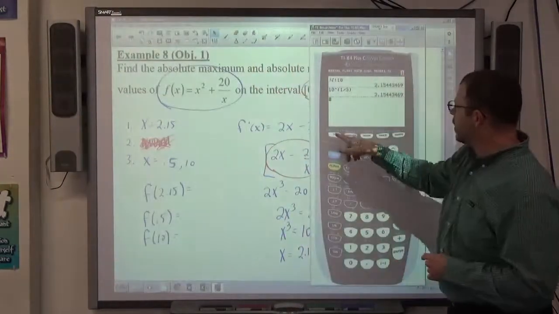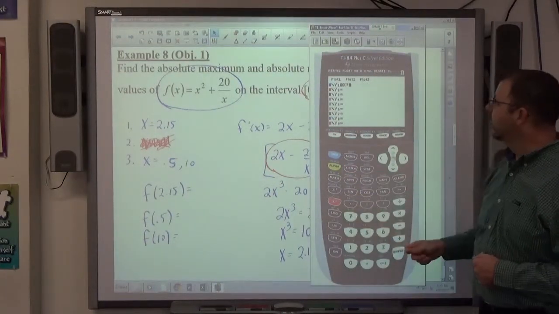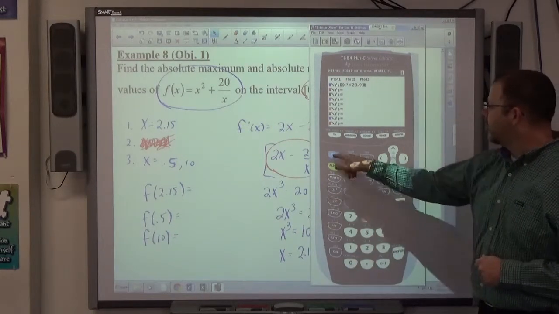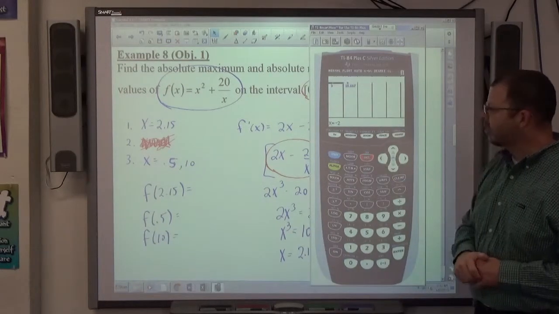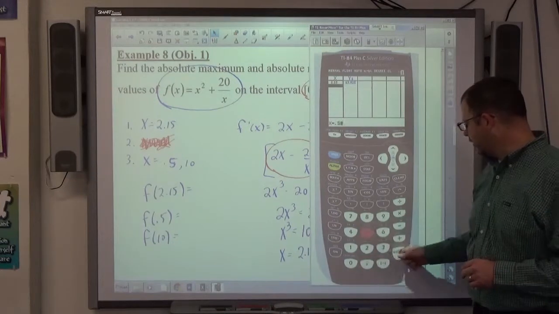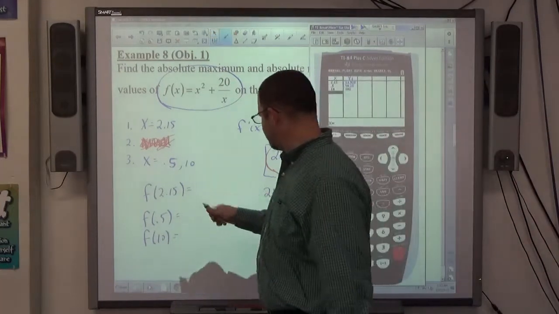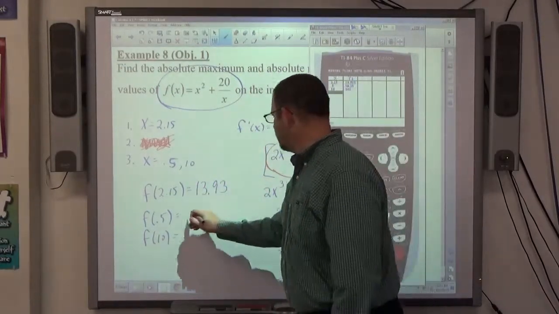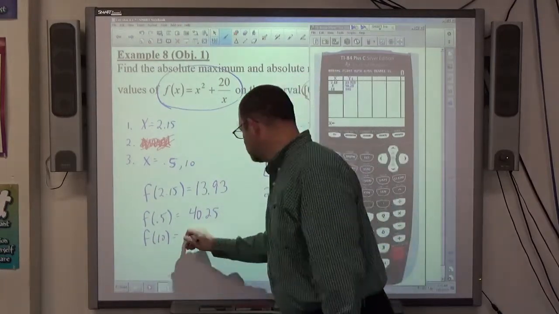So I'll go back to my y equals, clear out what's in there, and I type in x squared plus 20 divided by x, and I go to my table, delete all the stuff I had in there because I have new critical numbers, 2.15, 0.5, and 10, and we get 13.93. We get 40.25, and we get 102.